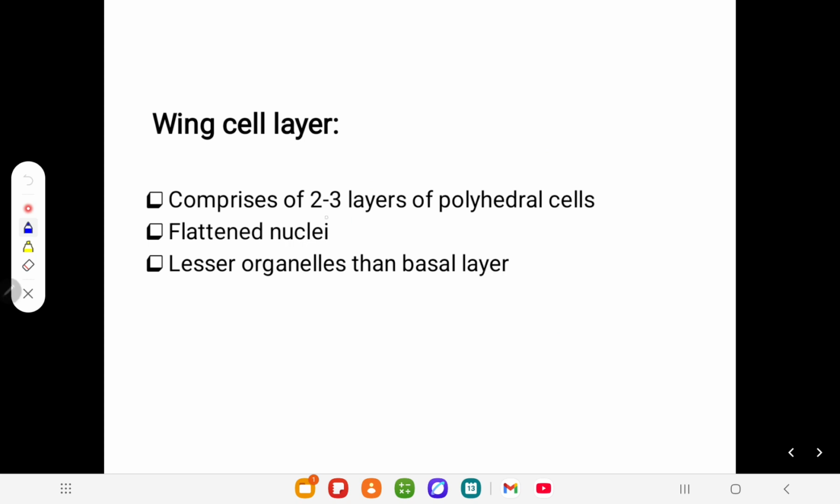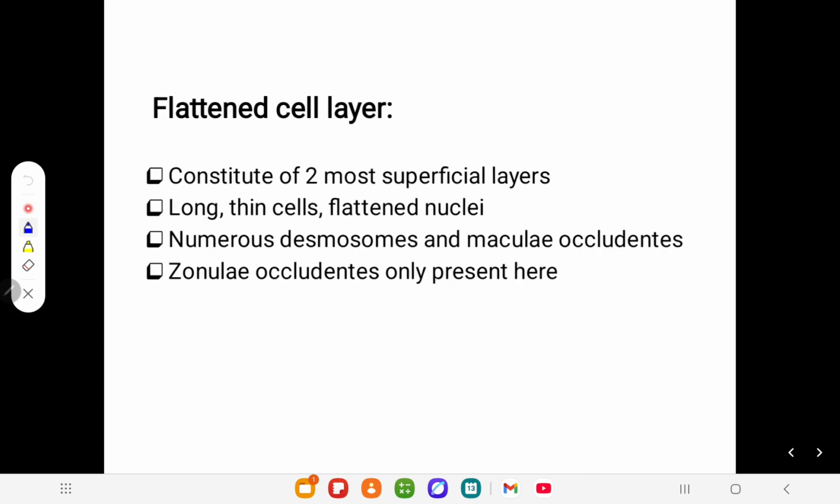Wing cells comprise 3 layers of polyhedral cells like wings, with flattened nuclei and fewer organelles than the basal cells. That's important. Now the flattened cells, the topmost cells, isn't it? They consist of the two most superficial layers of flattened cells, long and thin, with flattened nuclei, numerous desmosomes, and zonula occludens. So zonula occludens is only present here. In the cornea, other layers have no zonula occludens. It is only present in the flattened cells. Sometimes it comes as an MCQ, yes, but I don't know.